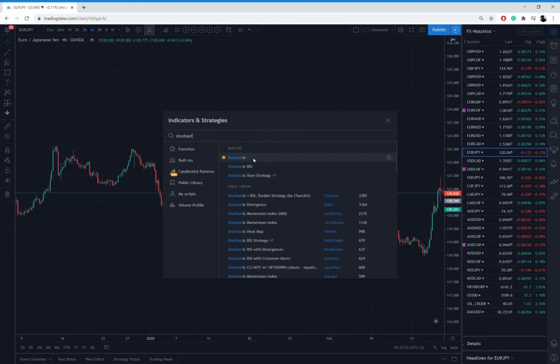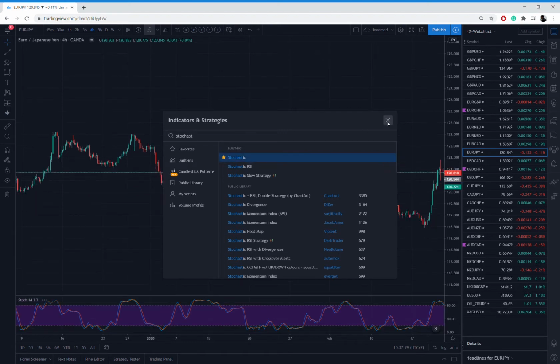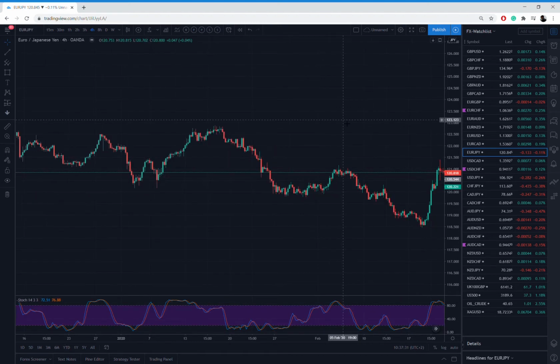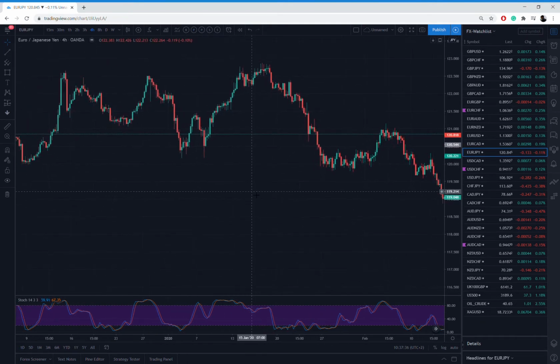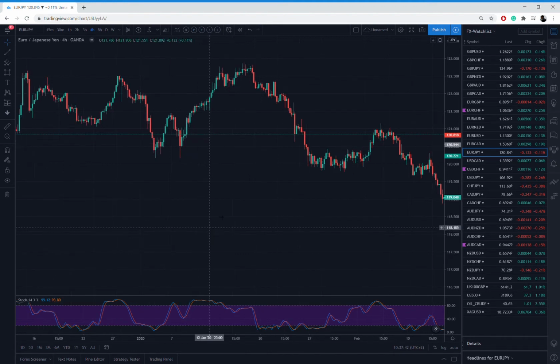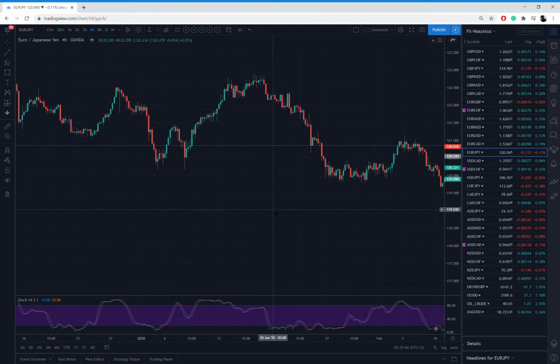Let's click here. I already have put a star on it so that I can find it on my favorite list. Now you have beneath here the indicator, the stochastic. It should be actually the slow stochastic. And it's actually a very good indicator.